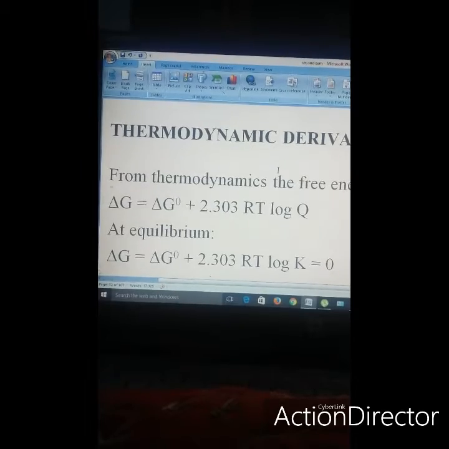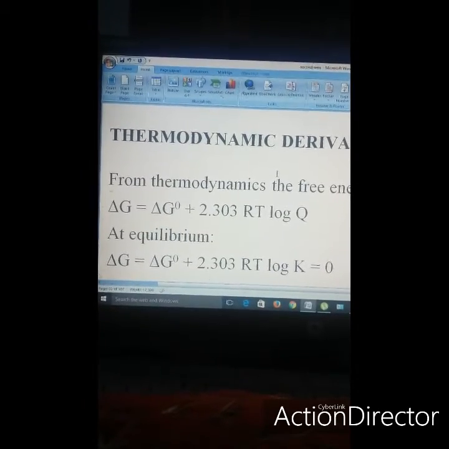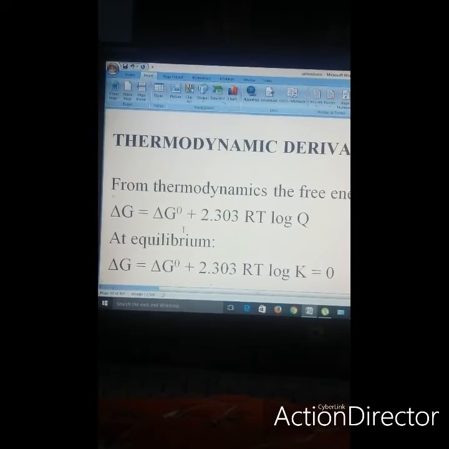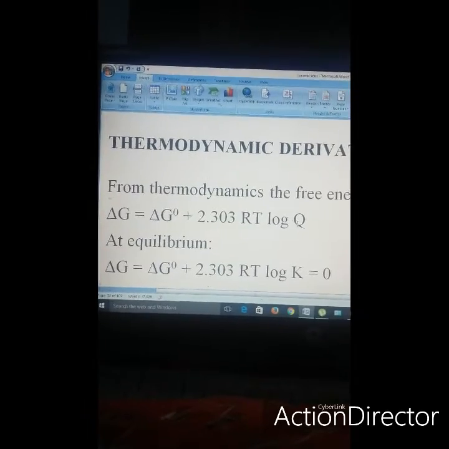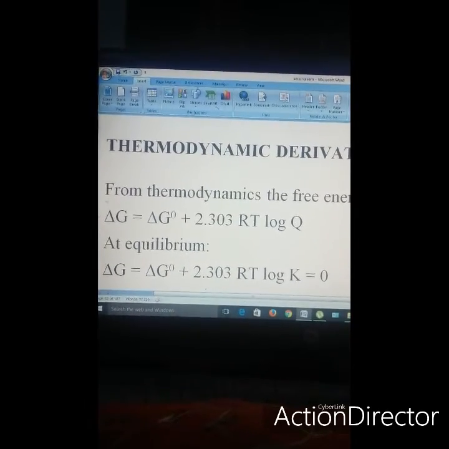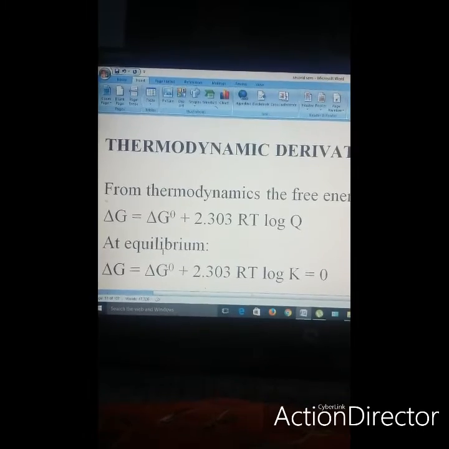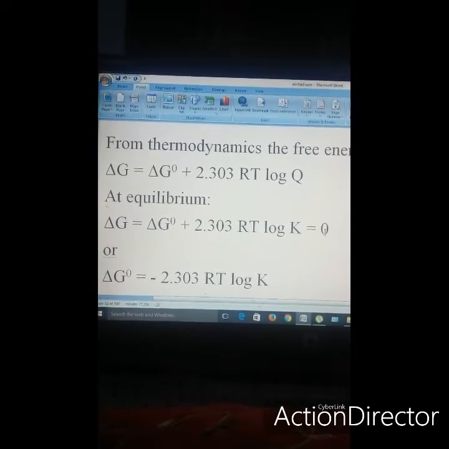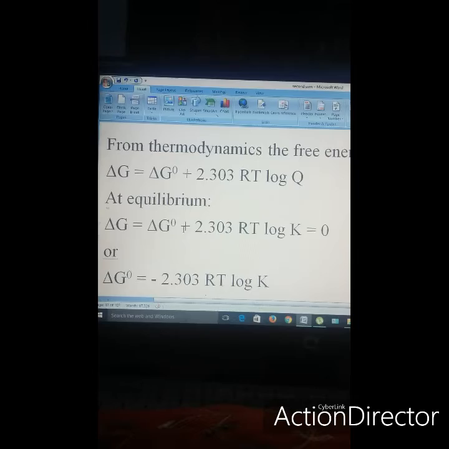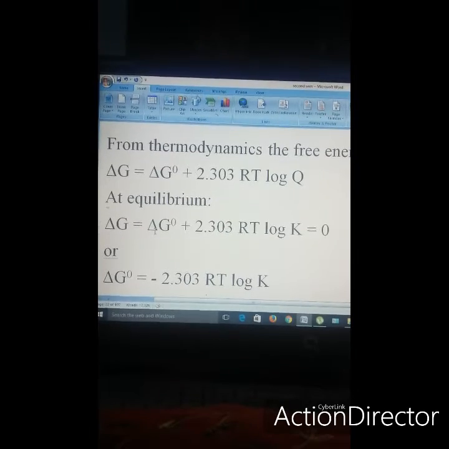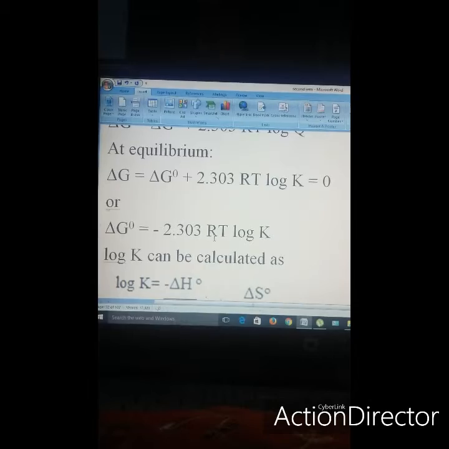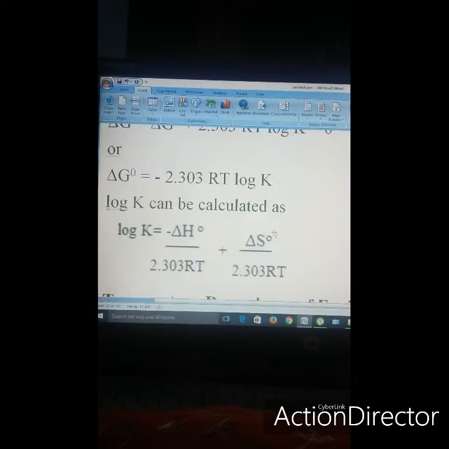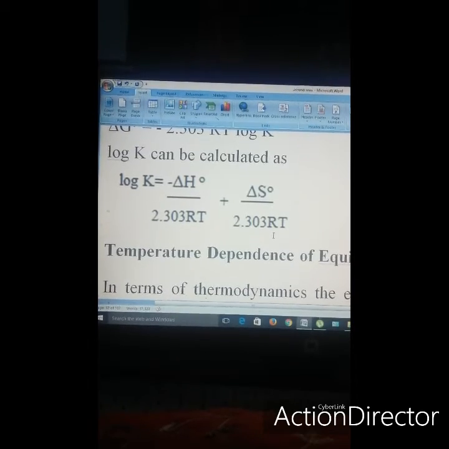Now let us thermodynamically derive the law of chemical equilibrium. Now we know that from thermodynamics the free energy change is given by delta G is equal to delta G naught plus 2.303 RT log Q. This is the well-known equation. So at equilibrium, delta G will be equal to 0, so delta G naught plus 2.303 RT log K is equal to 0. Or if you want to find the value of delta G naught, it will be equal to this. Now log K you will be calculating by correlating it with the enthalpy and entropy.